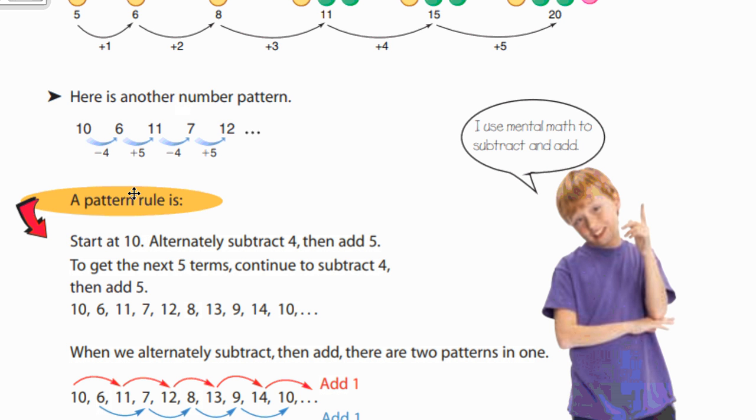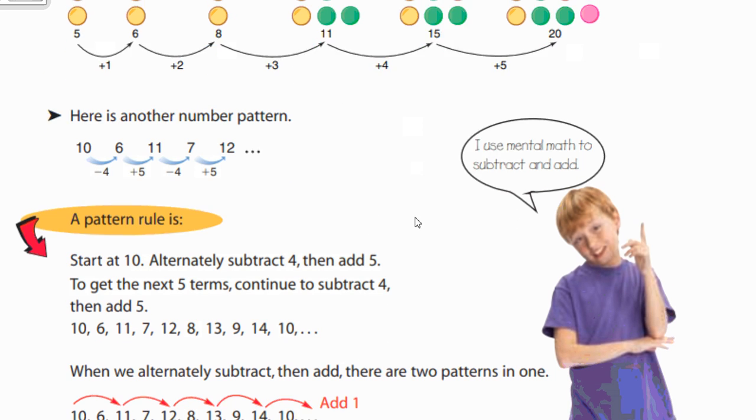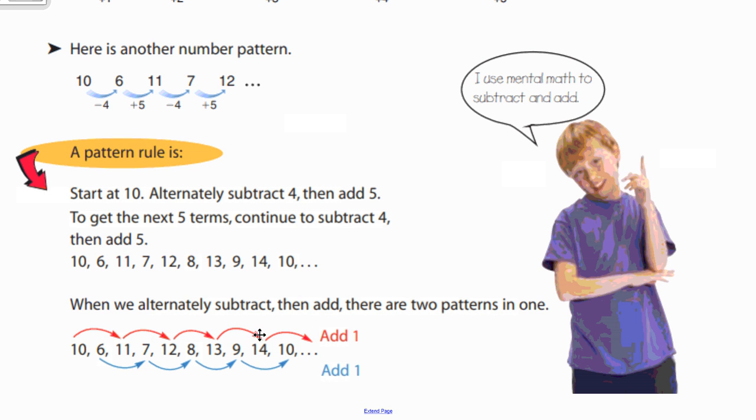So this is a very different pattern. And so the pattern rule would be start at 10, and then alternately, first one, then the other, subtract 4, then add 5. So if I wanted to find more terms, I would continue that pattern. I would subtract 4, add 5, subtract 4, add 5, subtract 4, add 5. So as we go, that's one way we could do it.